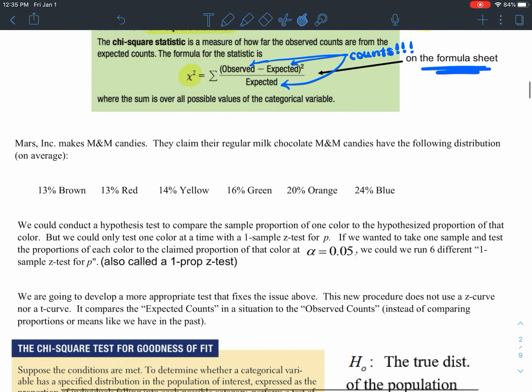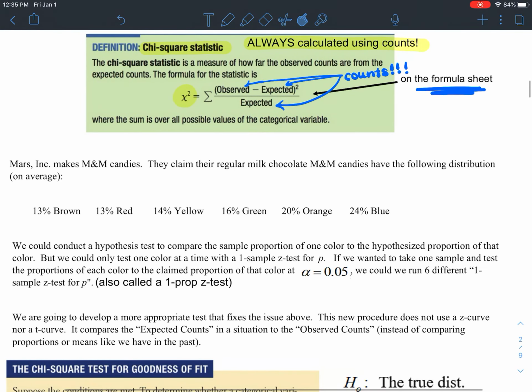Okay, so let's take a look at an example here. Mars Incorporated is the company that makes the M&M candies, and this is a legitimate claim that they make. They report that their regular milk chocolate M&M candies have colors distributed on average in this fashion: 13% of them are brown, 13% red, etc. You can see these different percentages are what they're claiming the distribution of the categorical variable color is across all of these different categories of colors.